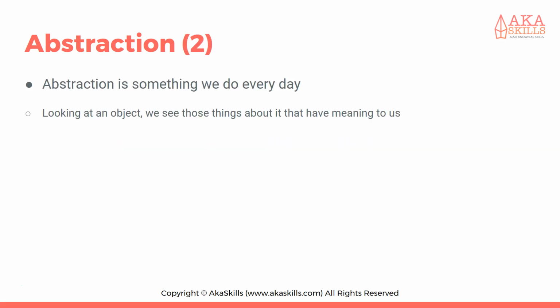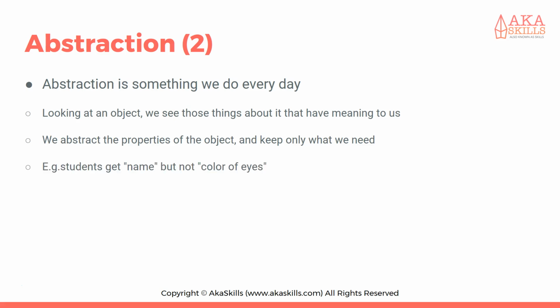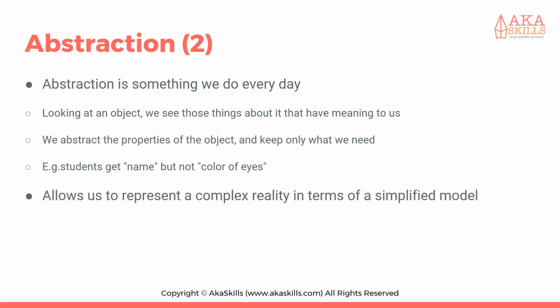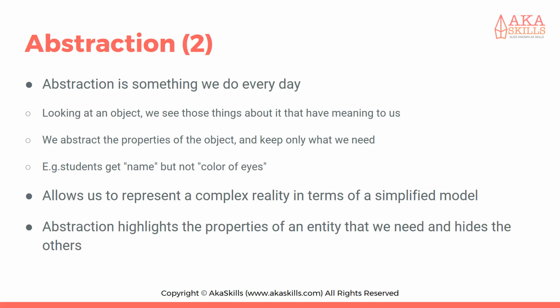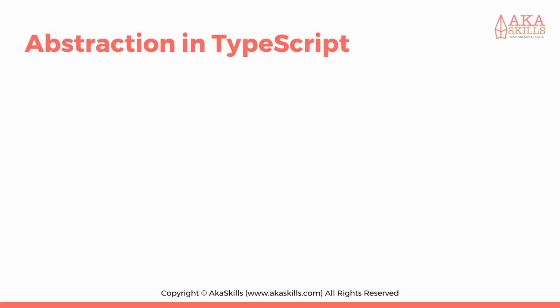Abstraction is something we do every day. Looking at an object, we see those things about it that have meaning to us. We abstract the properties of the object and keep only what we need. For example, students get a name but not the color of eyes, allowing us to represent a complex reality in terms of a simplified model. Abstraction highlights the properties of the entity that we need to hide from the others.